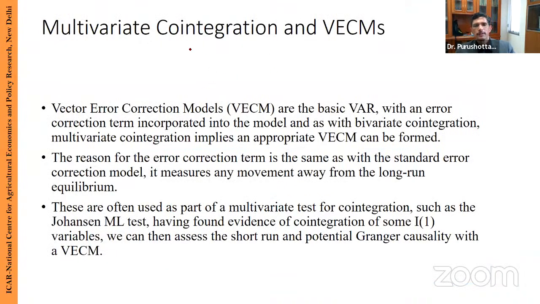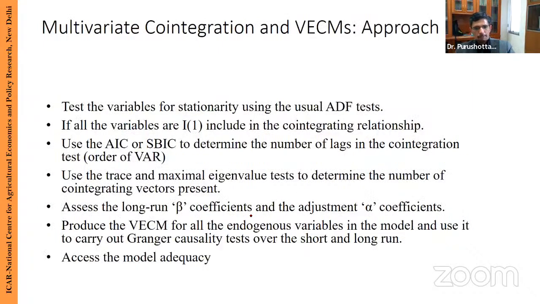So after that, if the series is cointegrated, then we can go for error correction models, as we have seen, the vector error correction model. These are basic VARs with an error correction term incorporated into the model. With a bivariate cointegration, multivariate cointegration implies an appropriate VECM can be formed. The same logic applies here as we have seen in the ECM.